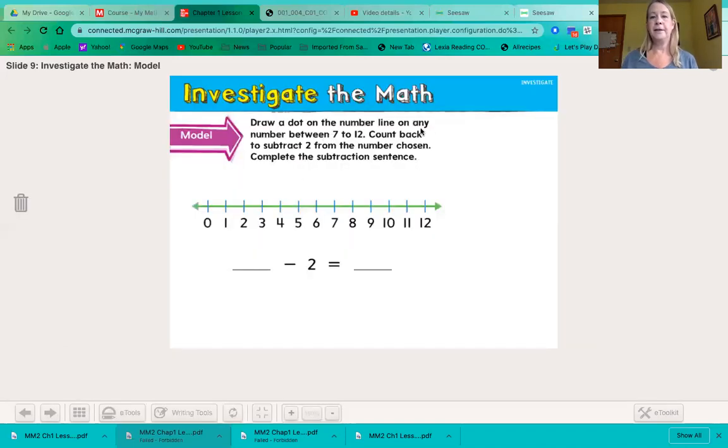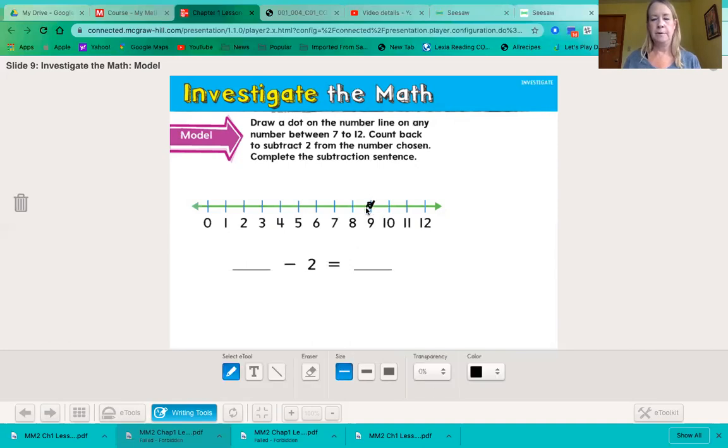So draw a dot on the number line on any number between 7 and 12. All right, I'm going to draw it on 9. Count back to subtract 2 from the number chosen. So I'm going to count 1, 2. So 9 minus 2 equals 7.